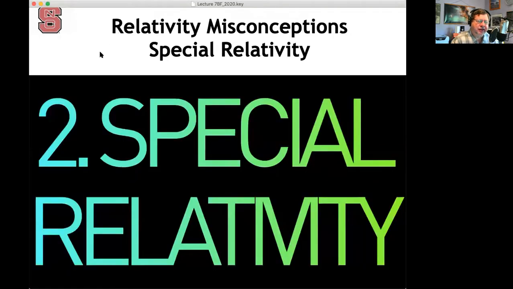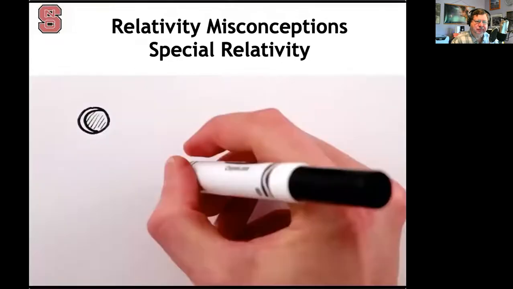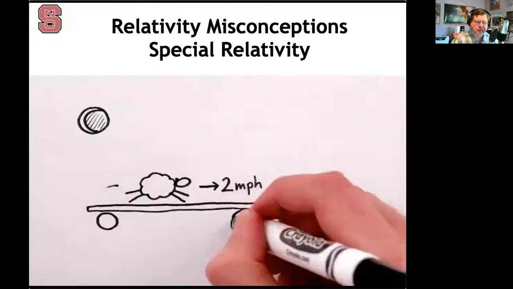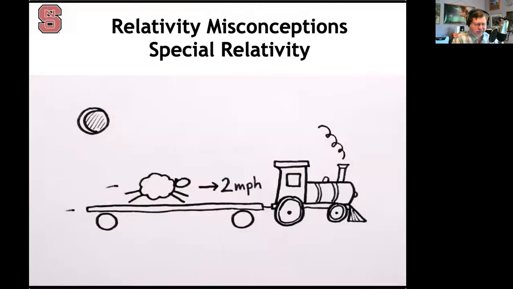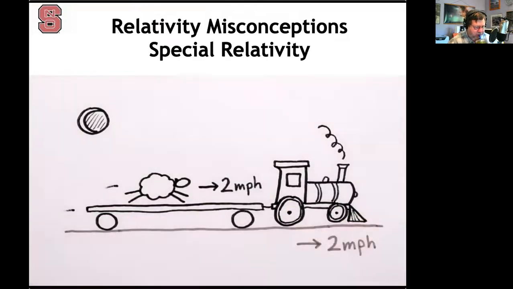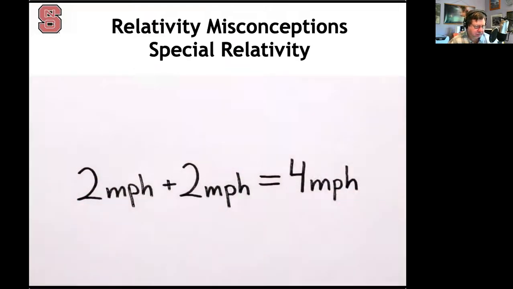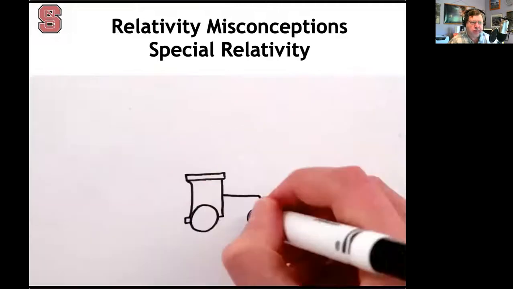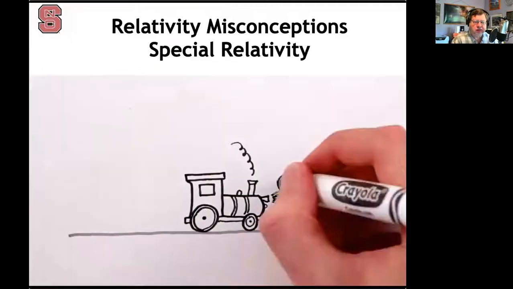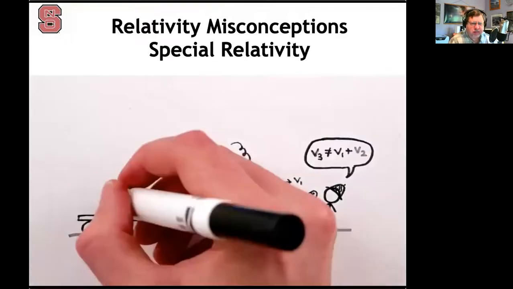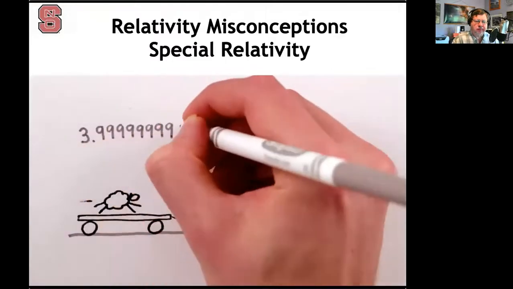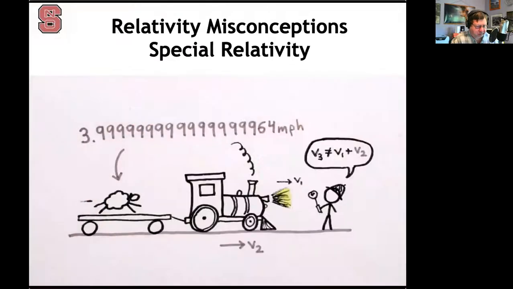Okay, here's another video. Speaking of the moon, you probably also learned that if a sheep is moving 2 miles per hour relative to a train, and that train is moving 2 miles per hour in the same direction relative to the ground, then the sheep is moving 4 miles per hour relative to the ground. 2 miles per hour plus 2 miles per hour equals 4 miles per hour, right? False. Experiments in special relativity have confirmed that velocities don't simply add together, and so the sheep will in fact be moving very, very ever so slightly slower than 4 miles per hour relative to the ground.